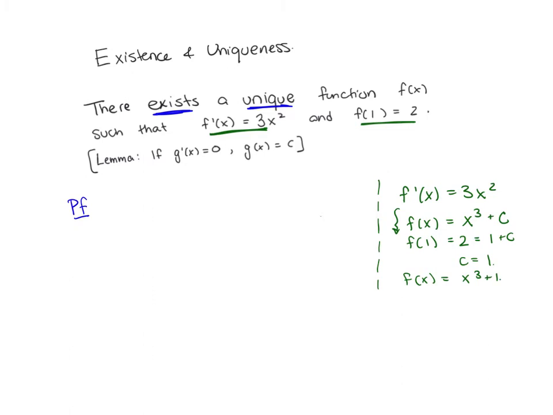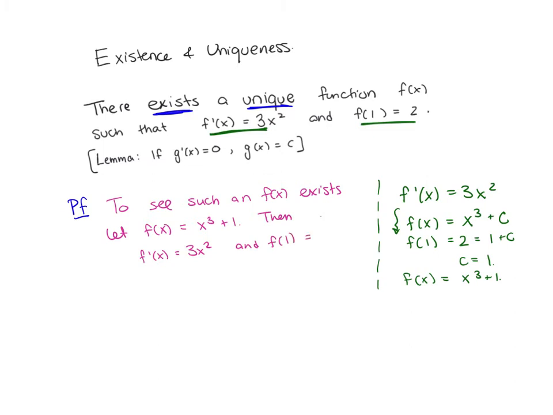Okay, so for the existence part, we can say, to see such an f of x exists, let f of x equal x cubed plus 1. Then f prime of x is equal to 3x squared, and f of 1 is equal to 1 cubed plus 1, which is 2, as needed. So I know that there does exist a function whose derivative is 3x squared and f of 1 is 2. Now I need to show that this is unique.